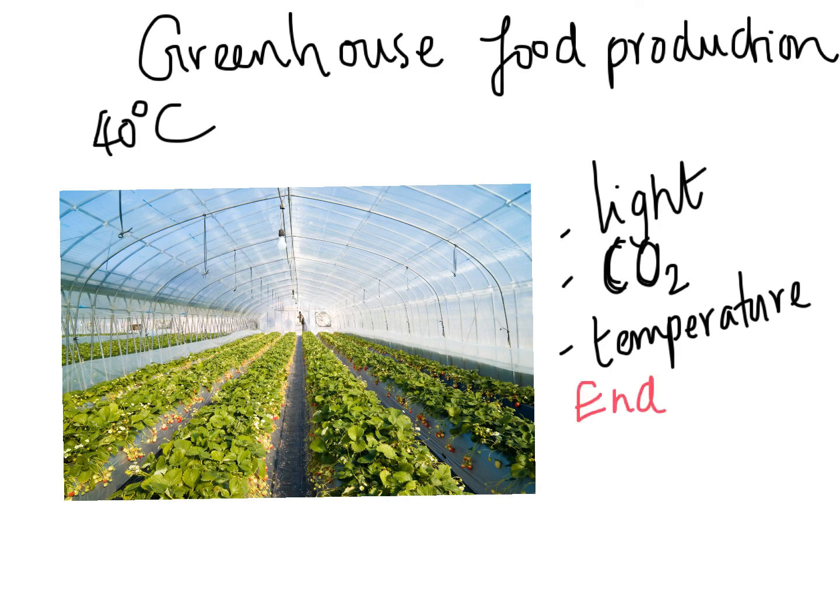That is the end of this lesson, and in the next lesson we can look at how plants use the product of photosynthesis. For instance, it produces glucose. What happens to that glucose? How does the plant store it in different forms? That's for the next lesson.